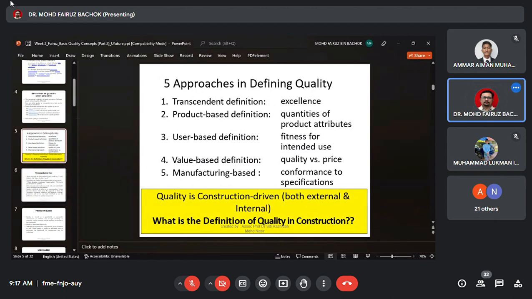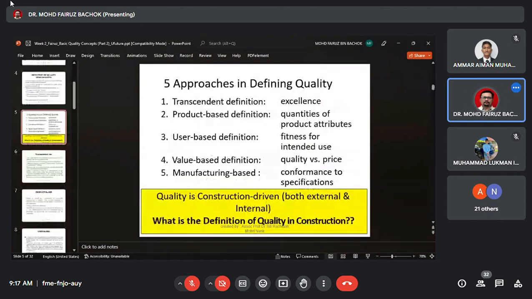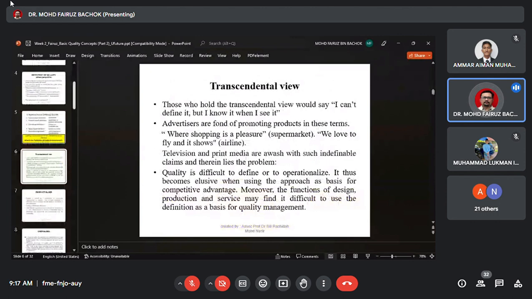Okay, we start with the first approach, the transcendent definition. Those who hold the transcendent view would say, I can't define it, but I know it when I see it. It means that after you use the product, then you really know whether it is a quality product or not. And usually people are fond of promoting products in these terms.